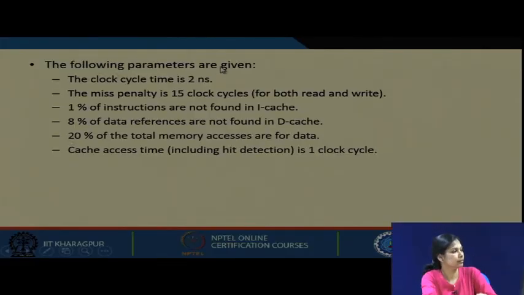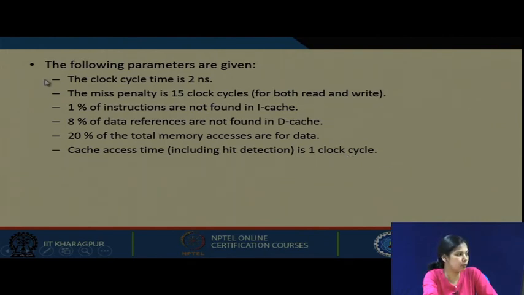The following parameters are given. The clock cycle time is 2 nanoseconds. The miss penalty is 15 clock cycles. Total clock cycles is 15 for both read and write. We will be seeing in detail what is read and write, but for the time being let us understand that for miss penalty total 15 clock cycles are required, out of which 1% of instructions are not found in I cache and 8% of data references are not found in D cache. 20% of the total memory access are for data, and cache access time including hit detection is 1 clock cycle.